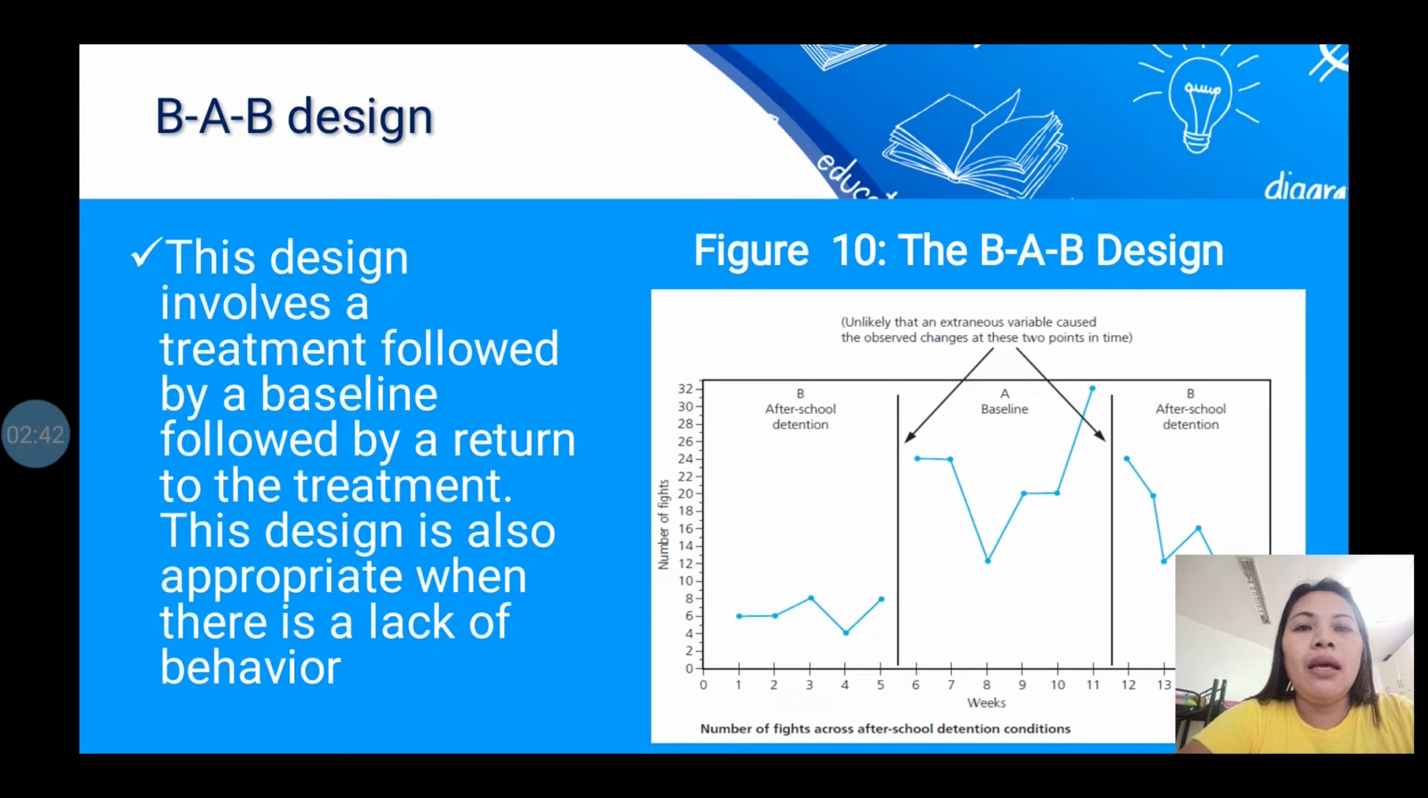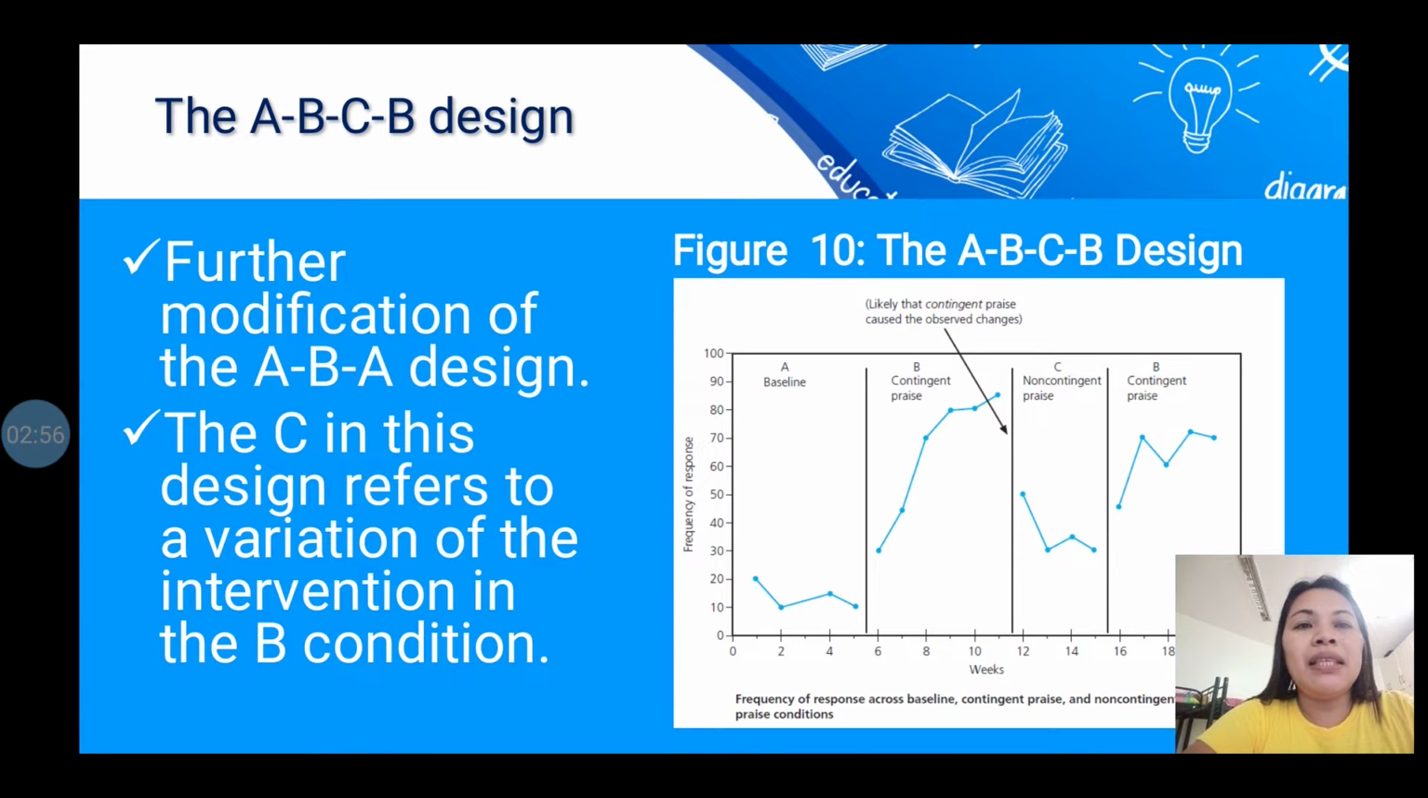And the BAB design. This design involves a treatment followed by a baseline followed by a return to the treatment. This design is also appropriate when there is a lack of behavior. Then the ABCB design, a further modification of the ABA design. The C in this design refers to the variation of the intervention in the B condition. So this design is shown in this figure. The C here is the variation. So there is a variation of the intervention in the B condition.